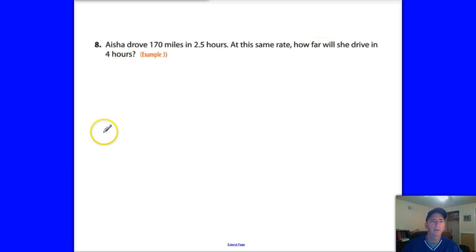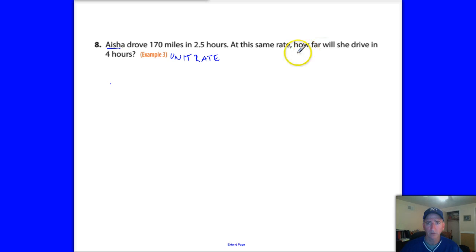Okay, last question here, number 8. Let's look at one more application. Aisha drove 170 miles in 2.5 hours. At the same rate, how far will she drive in 4 hours? We're going to solve this by using the unit rate. It could actually be solved a couple of ways, but right now we're going to use a unit rate. Later on, we'll solve the same kind of problem with a proportion, which is really easy also. But it begins by identifying the labels.